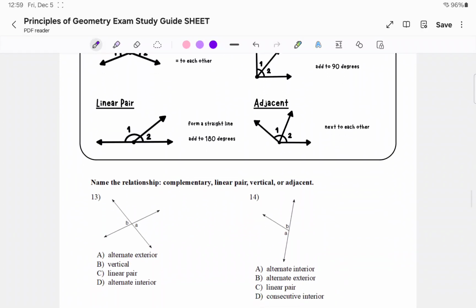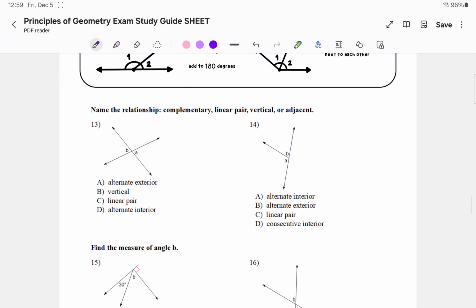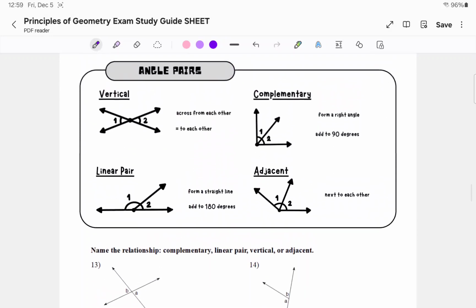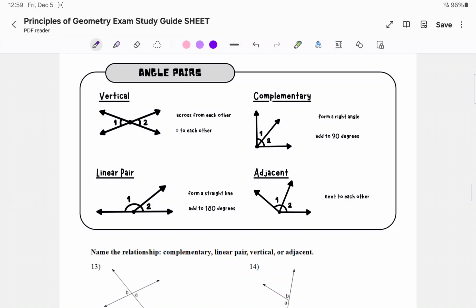On your exam that you're going to be taking very soon, 13 through 16 of your exam look just like these. So you want to bring this sheet with you again and make sure you have this to reference. So let's just review it first. Vertical angles are two angles across from each other. They're also equal to each other. Complementary angles form a right angle. Those add to 90. And linear pairs form a straight line. Those add to 180. The adjacent, you don't have to worry about that.